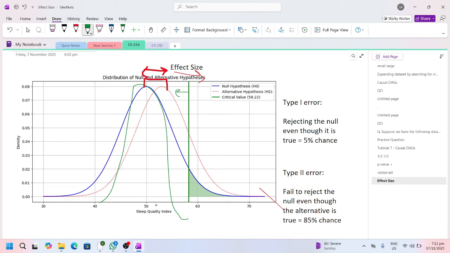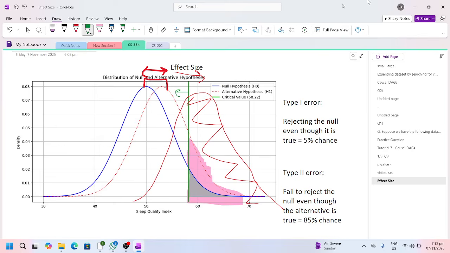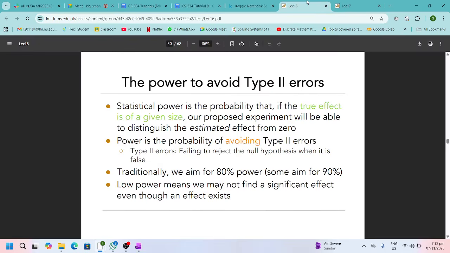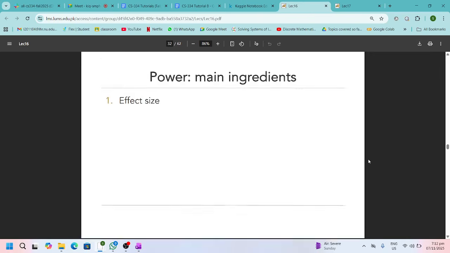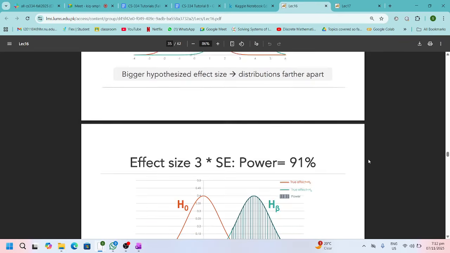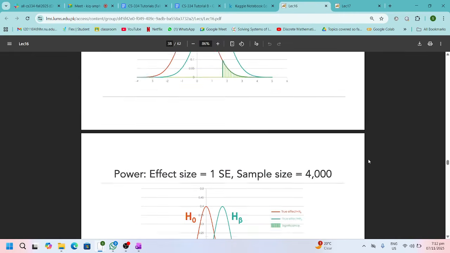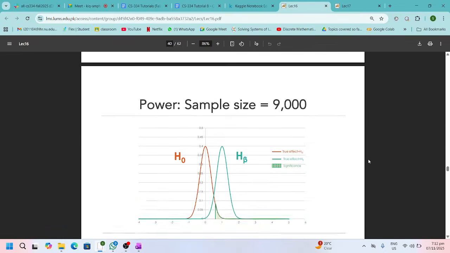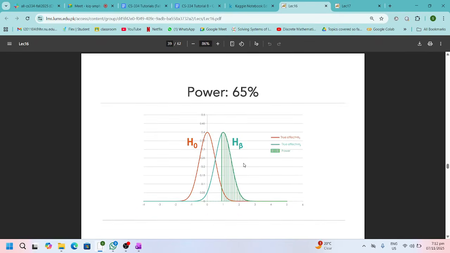If this is what my blue curve looked like, and this is what my red curve looked like, so usi value ke against, actually this is getting fairly messy, so I will just show you from the slides now. This I can't do on OneNote. This is how effect size impacts power, and yeah, there you go.